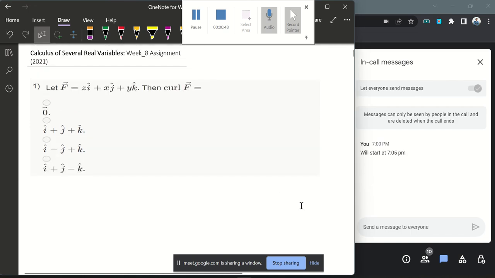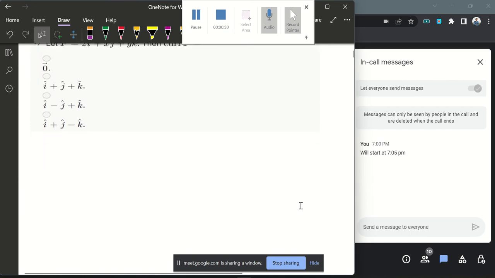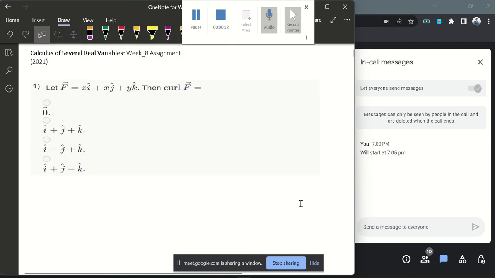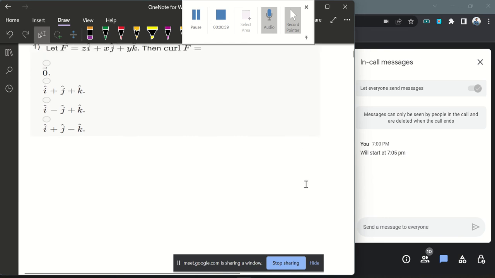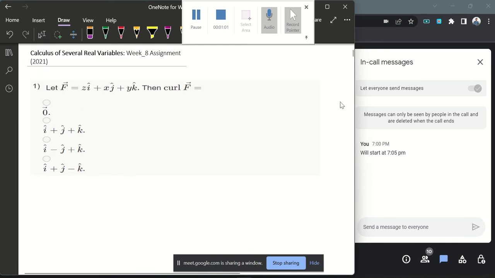So I have shared the screen, and the first problem is a very easy problem. You are asked to find out the curl of a vector field.